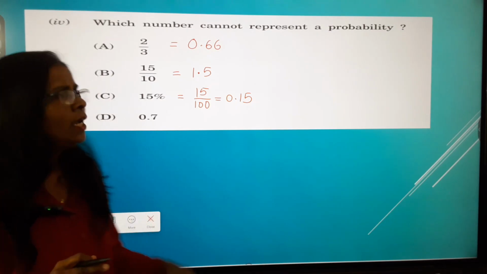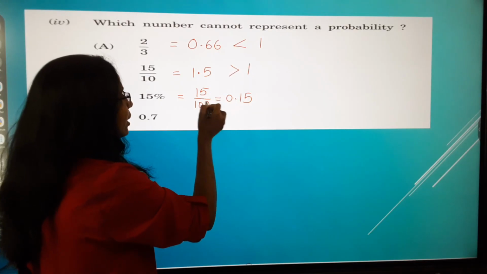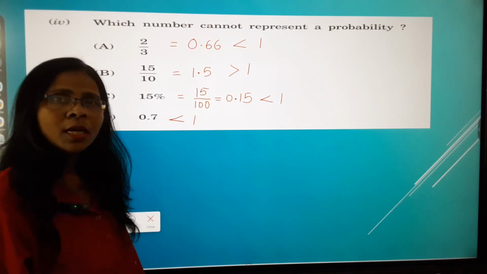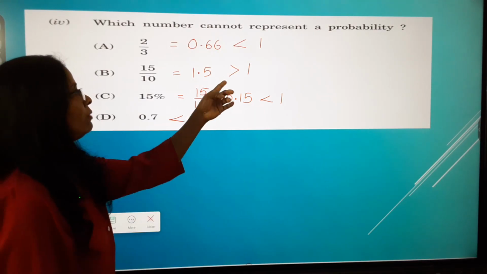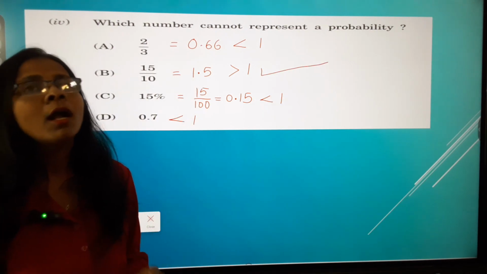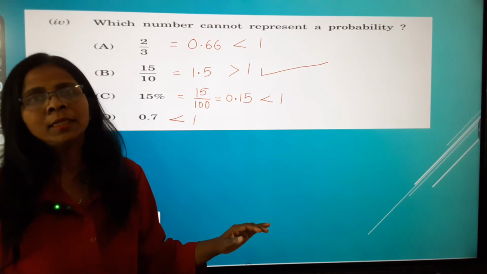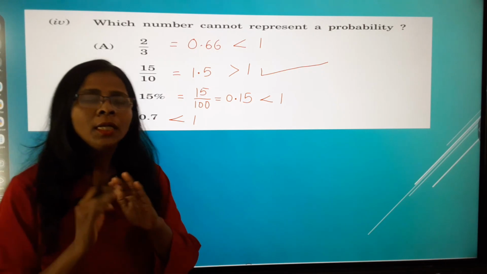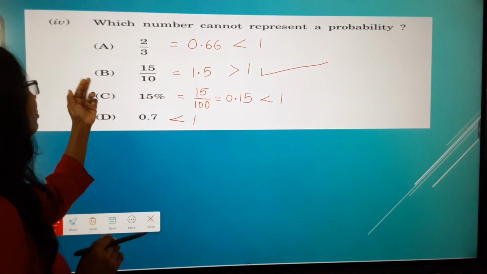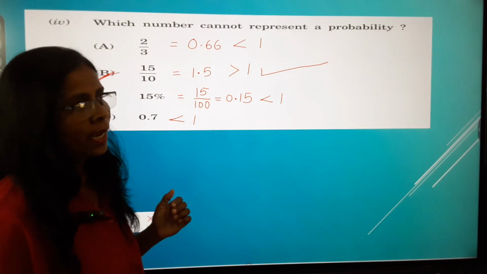So now here students, see here 0.66 is less than 1, 1.5 greater than 1, 0.15 less than 1, and here 0.7 less than 1. So here three options are less than 1, and only one option, that is 1.5, is greater than 1, and that is our correct answer, because the probability can never be greater than 1. So here our correct option is B, 15 upon 10.